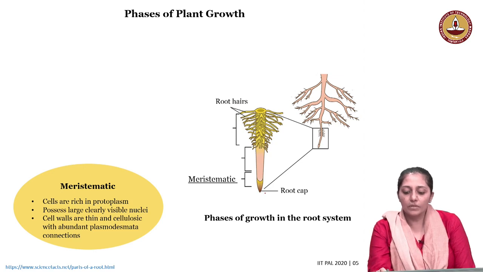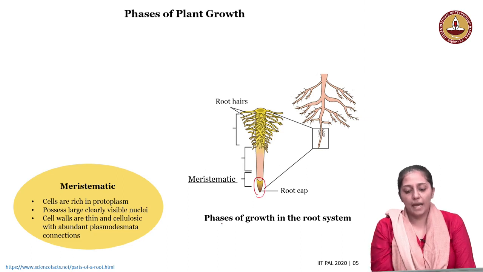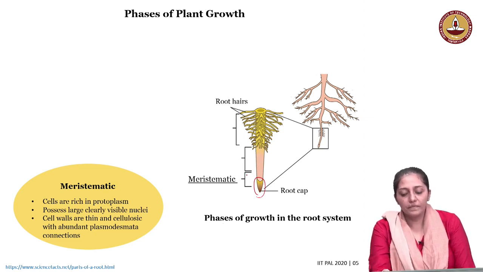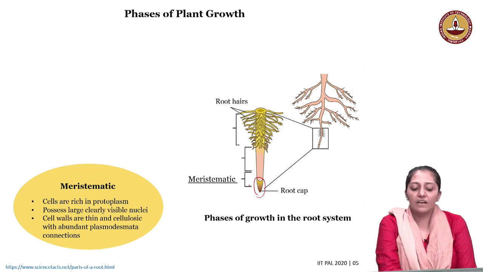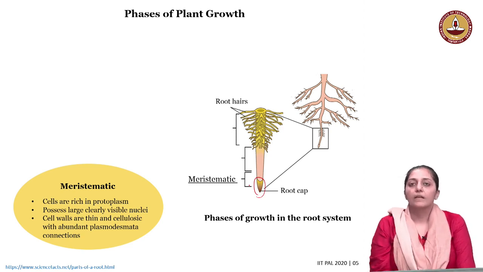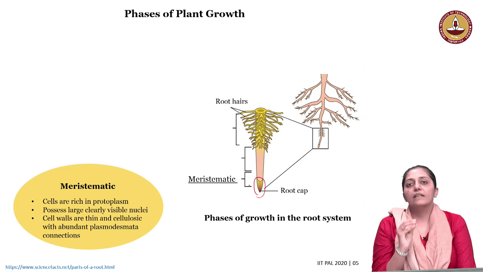So, let us talk about the bottommost region, which is marked here as root cap. This is the region which has meristematic cells. These meristematic cells are rich in protoplasm. They possess large and clearly visible nuclei. The cell walls are thin and rich in cytoplasmic content. There are also abundant plasmodesmata connections which you can find.